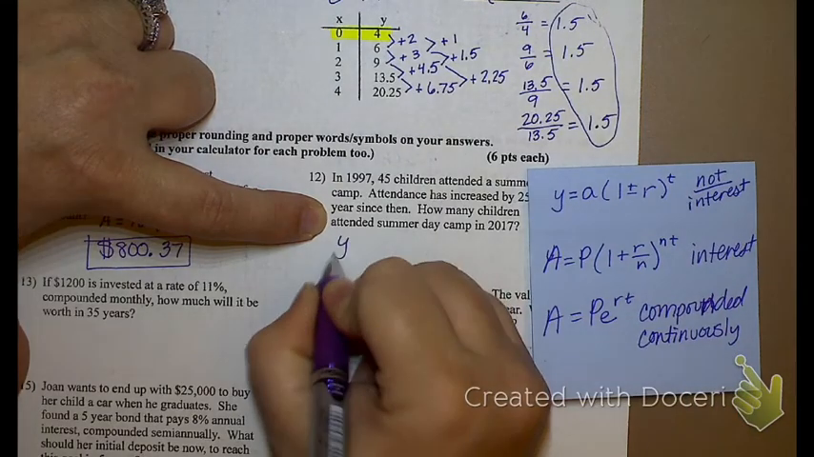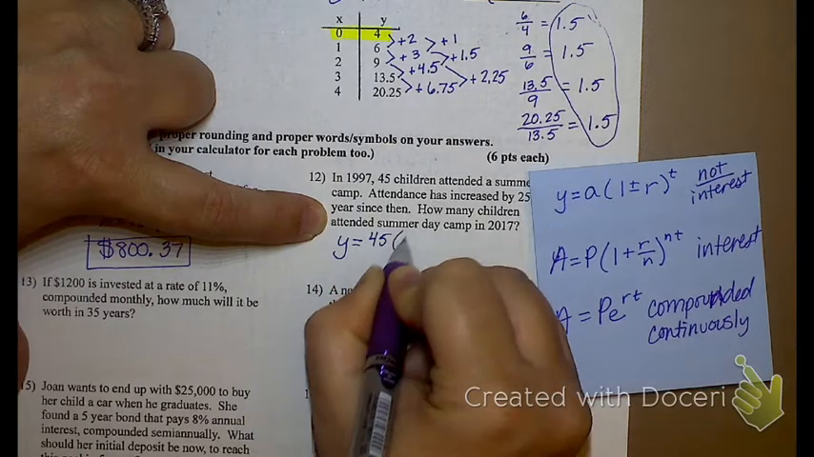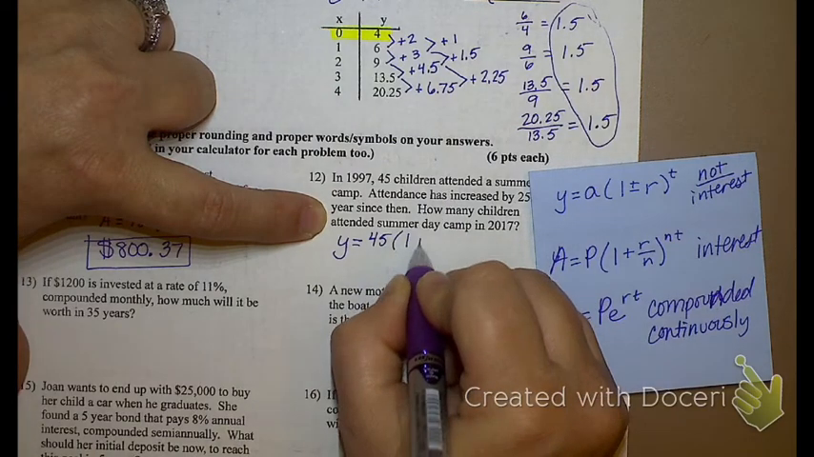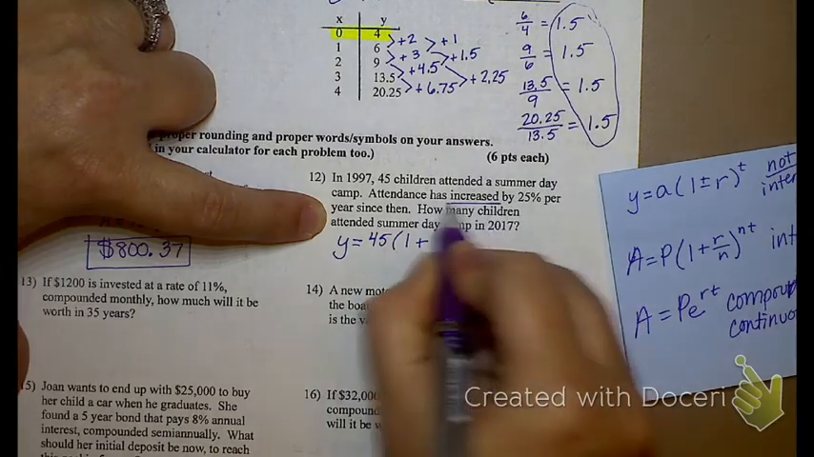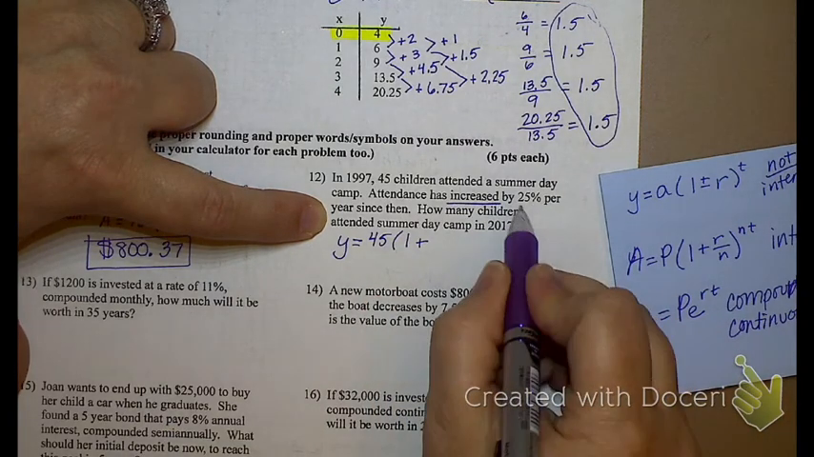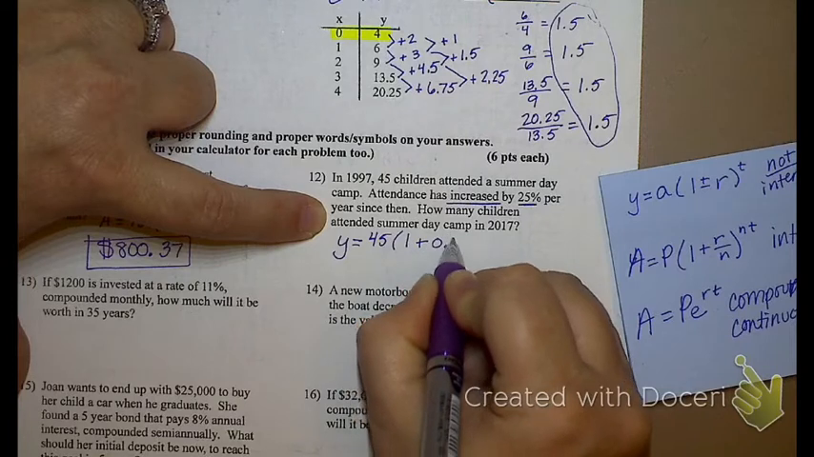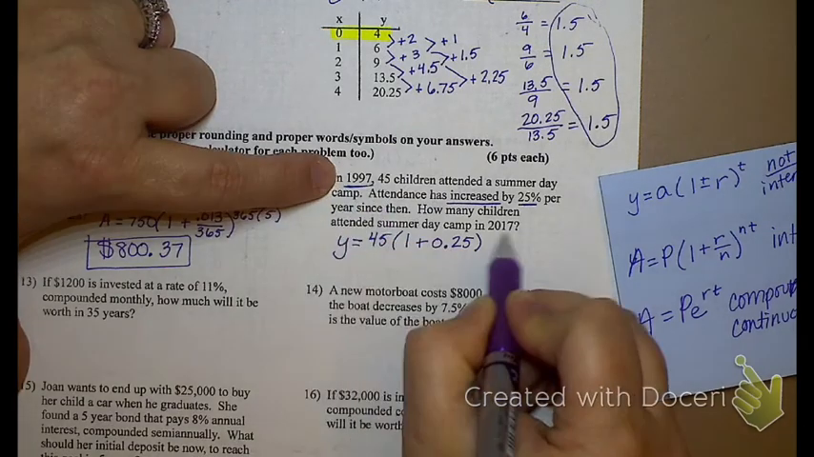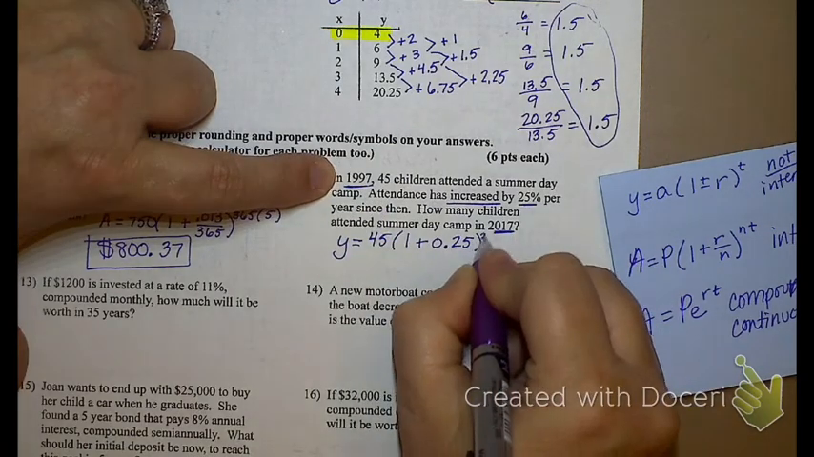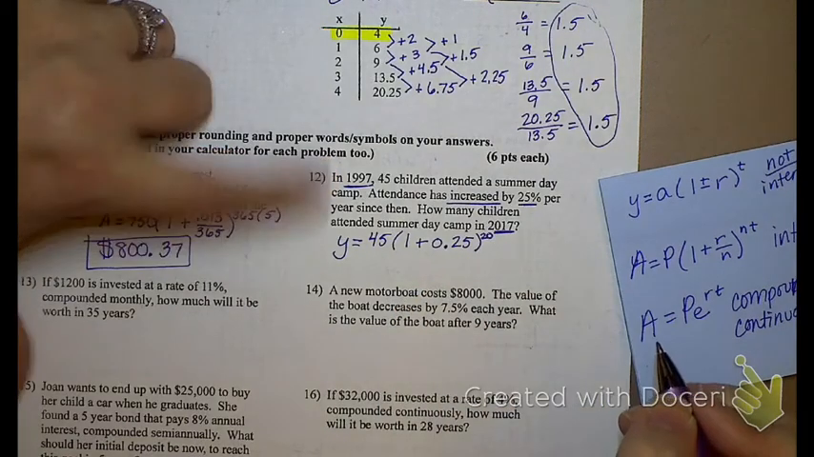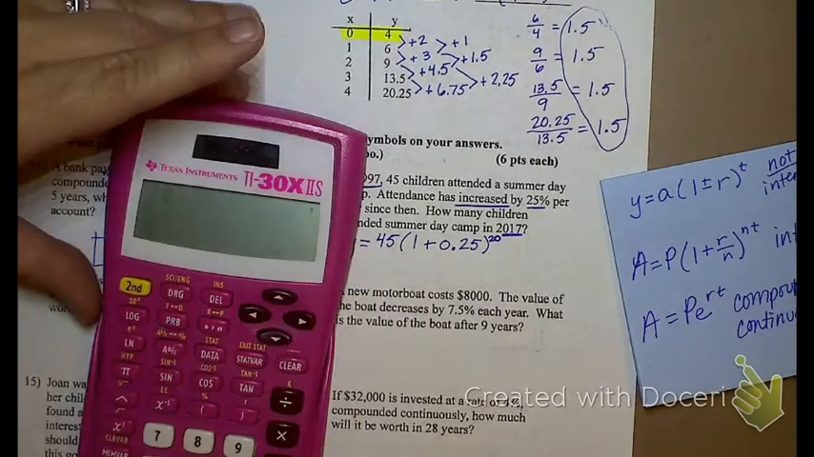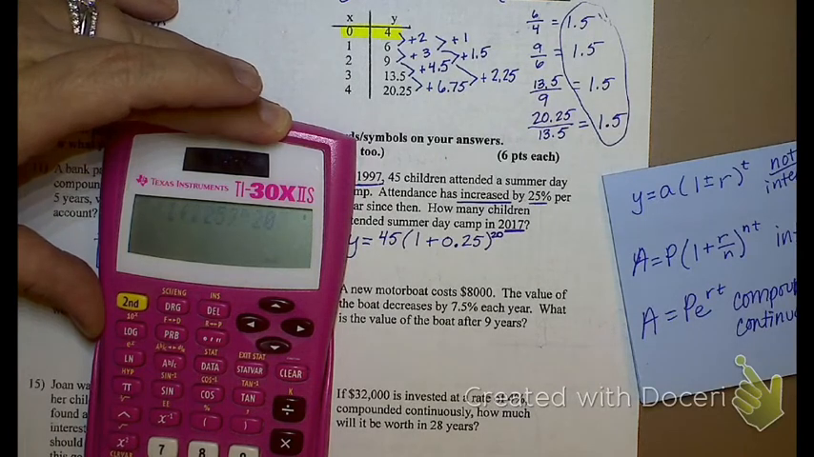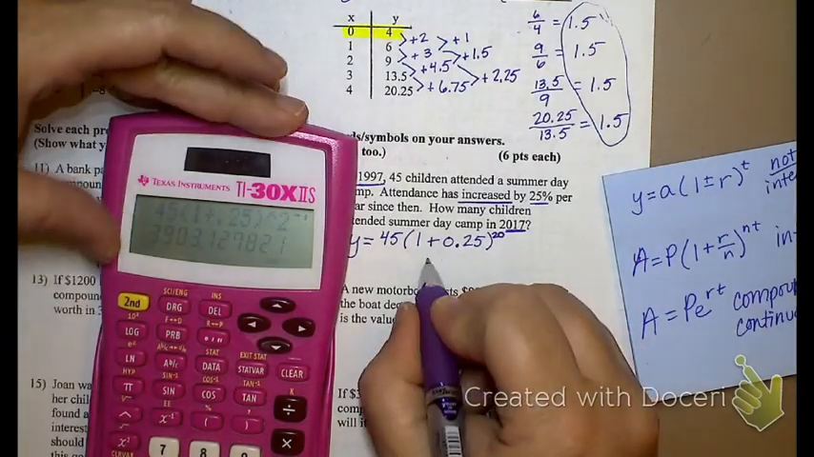So, y equals 45 times 1. Am I going to do plus r or minus r? Plus. Why? Because it's increased. What's my r value? 25% would be 0.25. To the t, what's the t value? Well, if we started in 97 and it's now 2017, that's how long? 20 years. There's my first 3 points of the problem. 45 times 1 plus 0.25 to the 20th gives me 3903.12. How many children are we talking about?